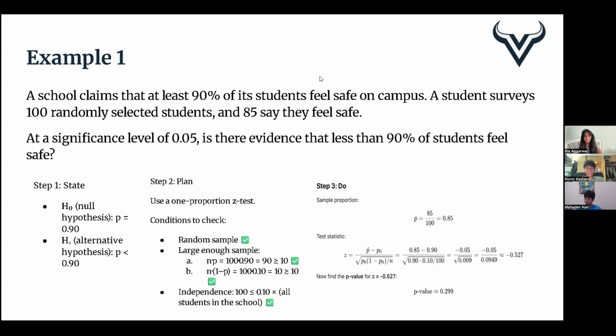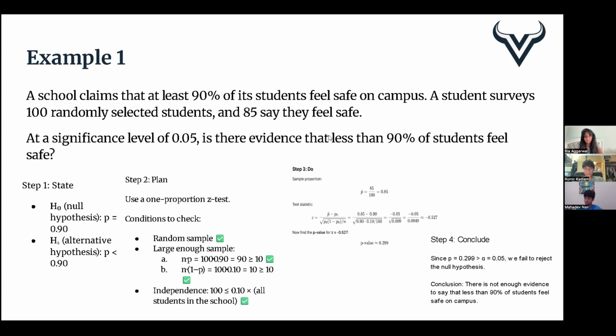Next, we want to calculate the sample proportion, which is 85 out of 100 students. So p-hat is 0.85. We then use the z-test formula to compare our sample proportion to the hypothesized value of 0.90. Substituting the numbers in gives us a z-score of negative 0.527, which measures how far our sample proportion is from the claimed proportion in standard deviation units. This z-score gives us a p-value of 0.229.